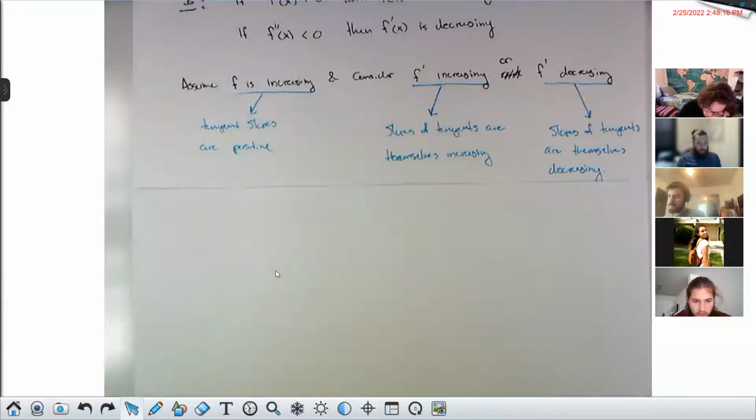So here I will draw for you two pictures of increasing functions, i.e. cases where f prime is positive, one of which will have f prime itself being increasing, and the other one will have f prime itself being decreasing. In other words, these two pictures will both correspond to f prime being positive. One corresponds to f double prime being positive. One corresponds to f double prime being negative.